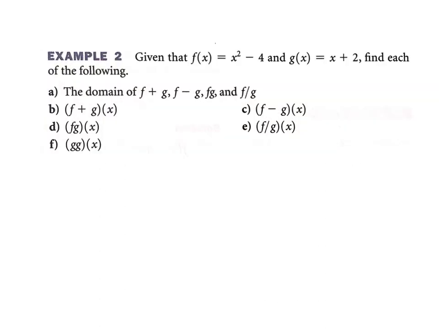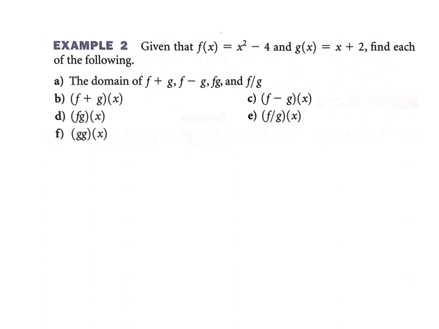Example 2 says, given that f of x equals x squared minus 4, and g of x is x plus 2, find each of the following. The first part says domain of the big 4. So the domain, first of all, there's no restriction there. The only time you have restrictions is if you have a radical that can't be negative, or a fraction where you can't have a 0 in your denominator.